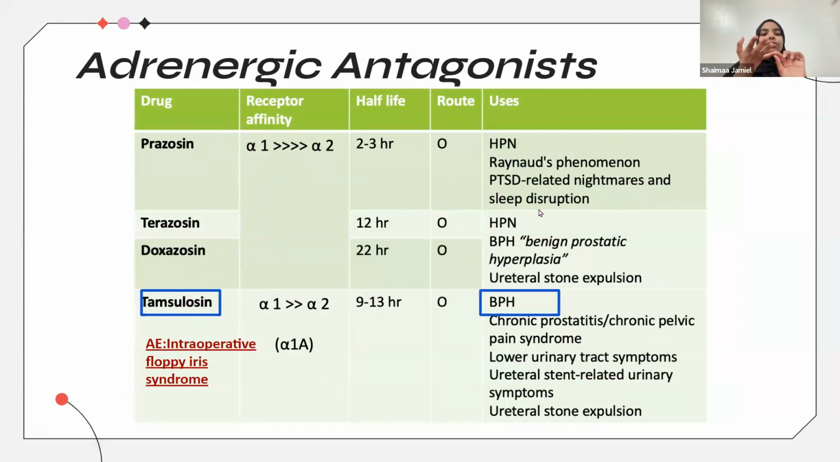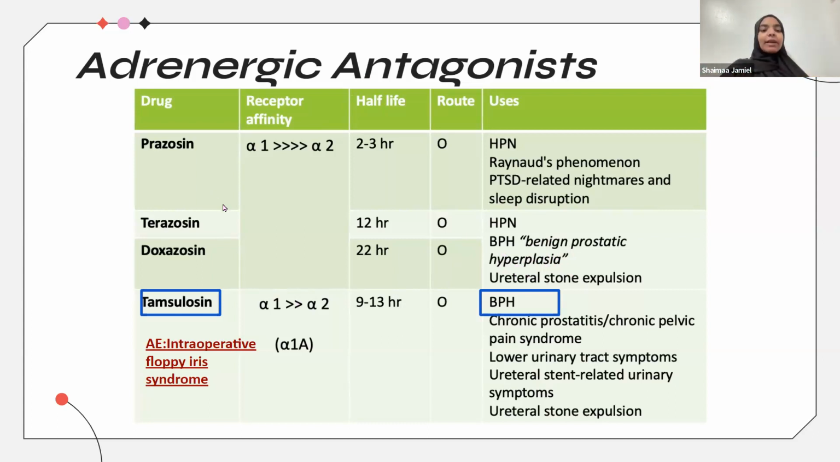Hypertension, Raynaud's, which is basically when there's vasospasm of the peripheries and the fingers turn blue and there's less blood there. So you want to vasodilate. And benign prostatic hyperplasia. However, since they are only selective for alpha-1 and not alpha-1A, if you give it to someone with benign prostatic hyperplasia who does not have hypertension, it's gonna cause them hypotension. So prazosin, for example, you can use in a person who has both BPH and hypertension.